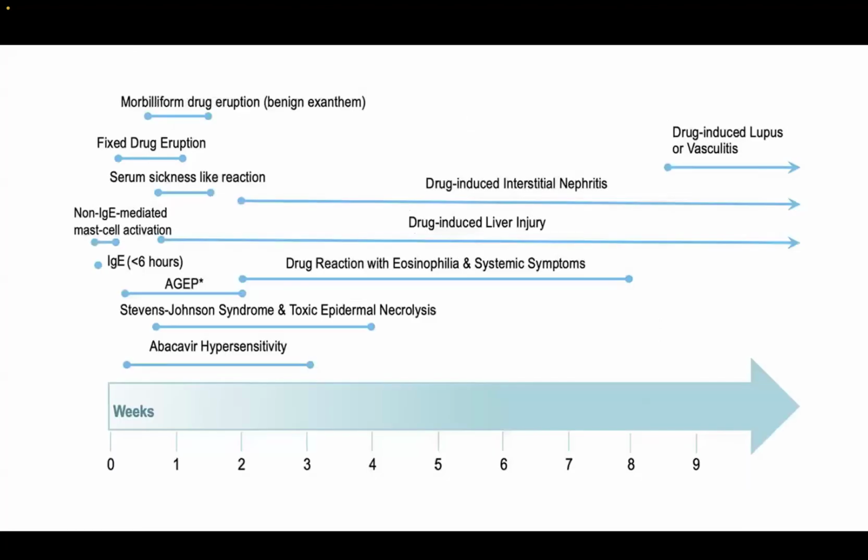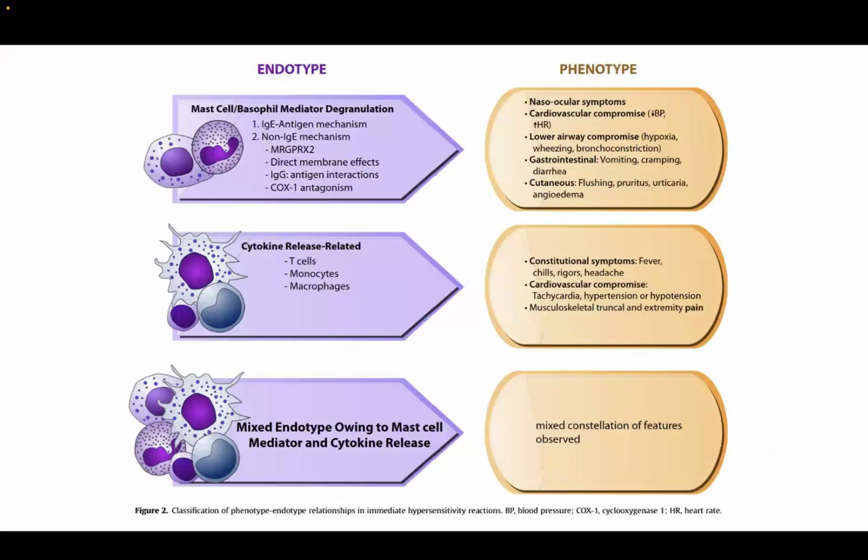So this is the difference between the different latency periods in the different phenotypes, as we mentioned. This could also help you when you take the history from your patient to determine, based on the onset, in addition to the manifestations, which phenotype the patient has. So what next? Other than the chronology, is it immediate? Is it delayed? Other than the phenotype, there is the endotype, which is the underlying mechanism.